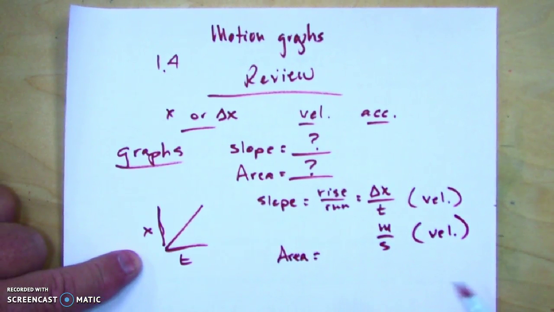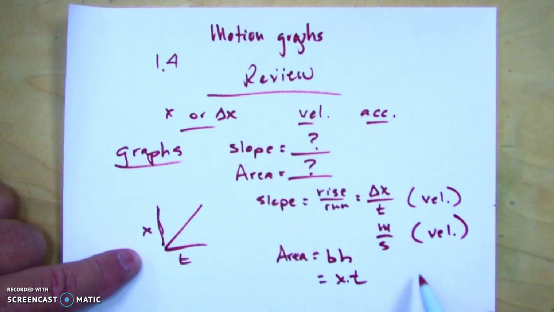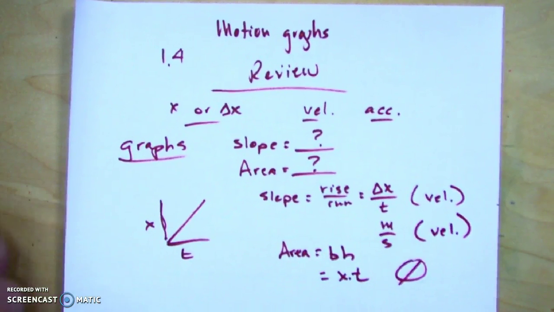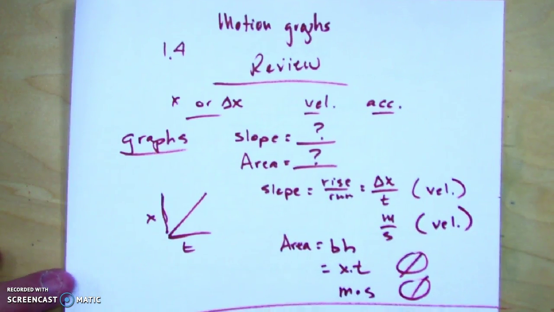Now let's do a quick check of area. It doesn't matter the shape of that. It's going to be 1/2 base times height because it's a rectangle, but it doesn't have to be. The key thing is it's going to be base times height. Well, if I put in my units, I have x times t. Turns out x times t doesn't tell us anything. Now here's a case where units may actually help you. You end up with meters times seconds. That still doesn't tell us anything.